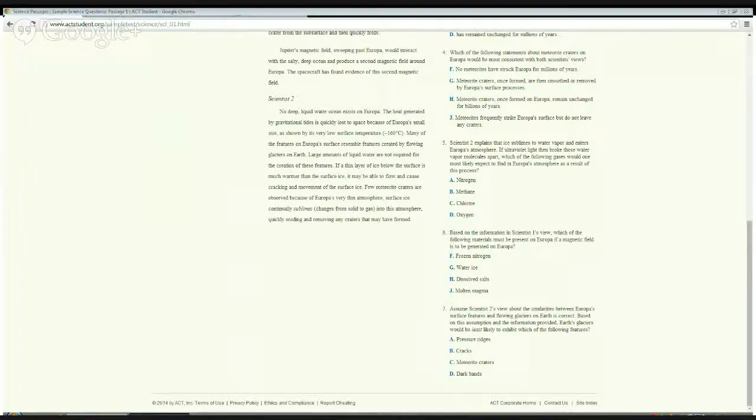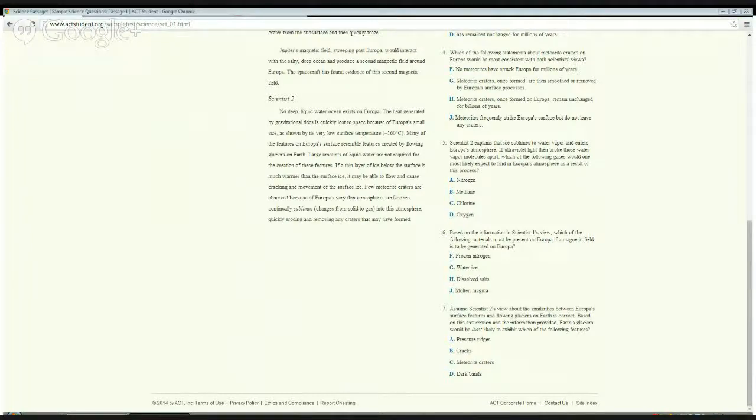Few meteorite craters are observed because of Europa's thin atmosphere. Surface ice continually sublimes in this atmosphere and erodes quickly. So the other 3 things would be found on glaciers: pressure ridges, cracks, dark bands. The one that would not be present is the meteorite craters.